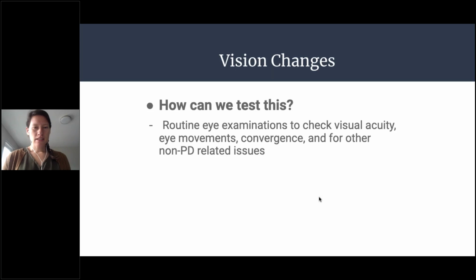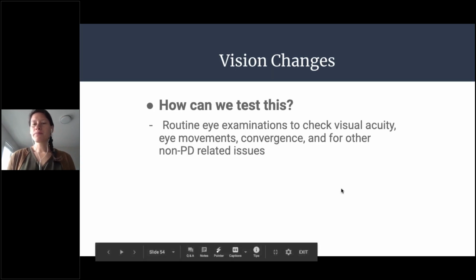So the way to test this is by going to see specifically an ophthalmologist or eye doctor, and they can check visual acuity, so how sharp your eyes are, if you need glasses, your eye movements, how well they come together. And then they can also check for non-Parkinson's related issues like cataracts or glaucoma, things that just come up in some people as we age.